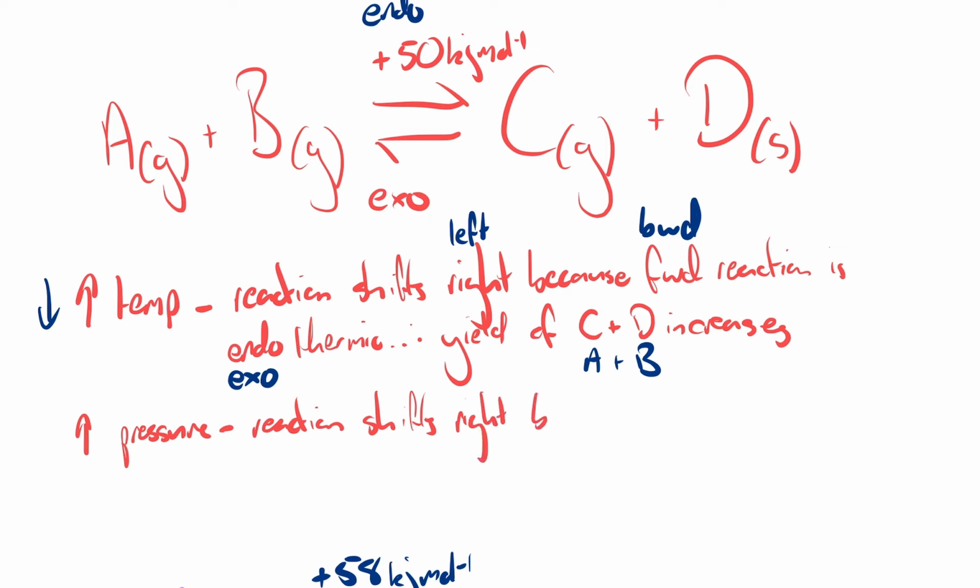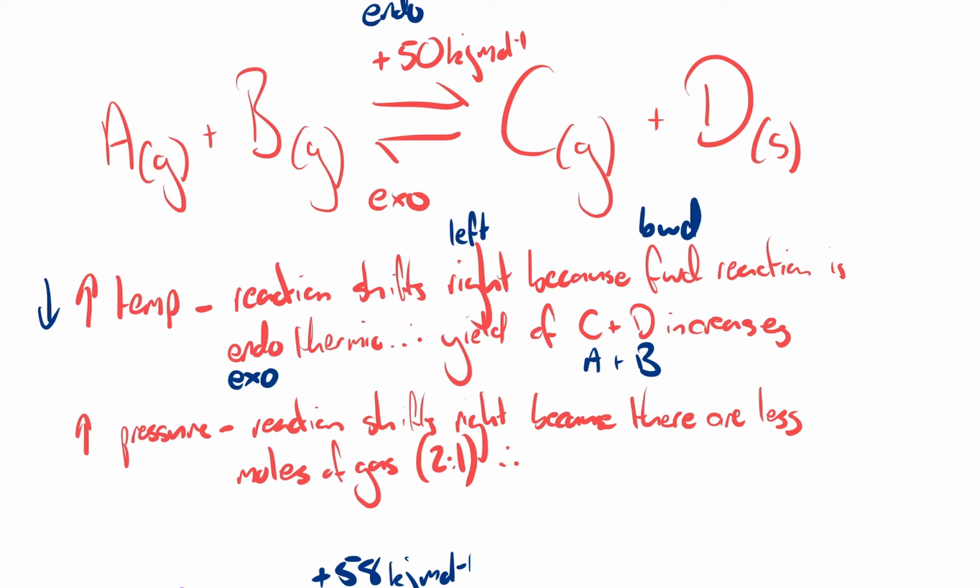Because there are less moles of gas. And we might even say 2 to 1, right? Reaction shifts right because there are less moles of gas. Therefore, yield of C plus D increases.